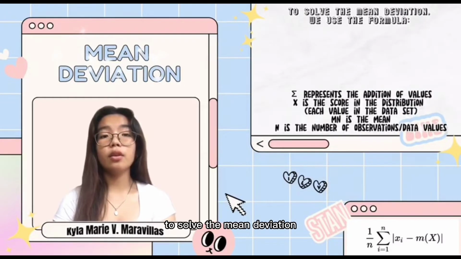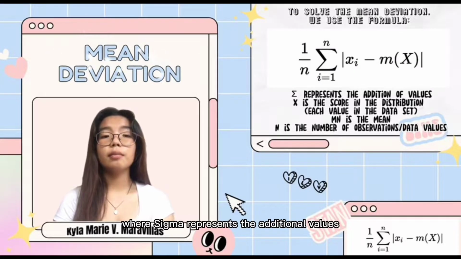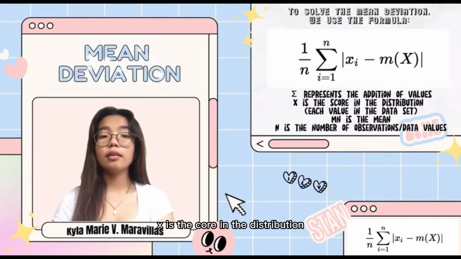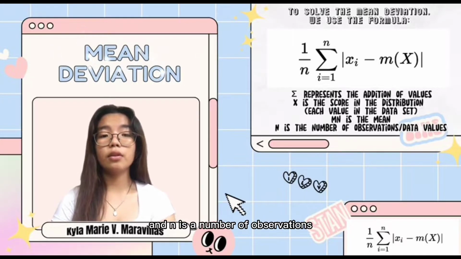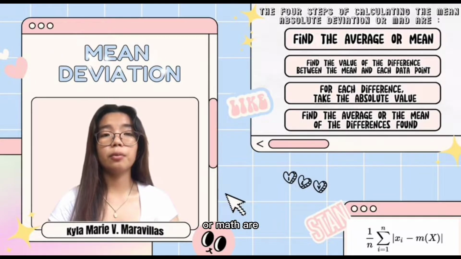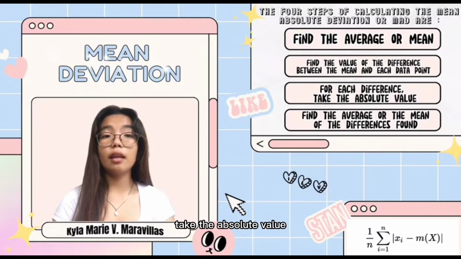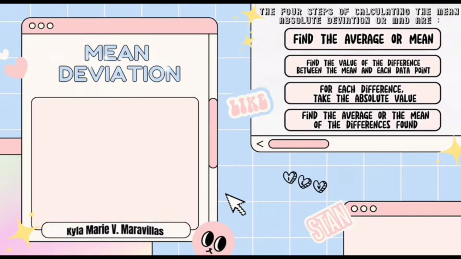To solve the mean deviation for grouped data, we use this formula, where sigma represents the addition of values, x is the score in the distribution, mean is the mean, and n is the number of observations or data values. Overall, the four steps to calculating the mean absolute deviation, or MAD, are finding the average or mean, then finding the value of the difference between the mean and each data point, and for each difference, taking the absolute value, and lastly, finding the average or the mean of the differences found.